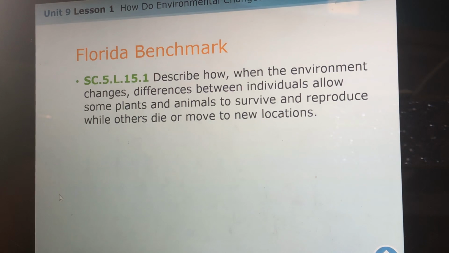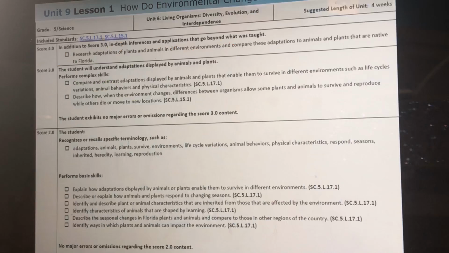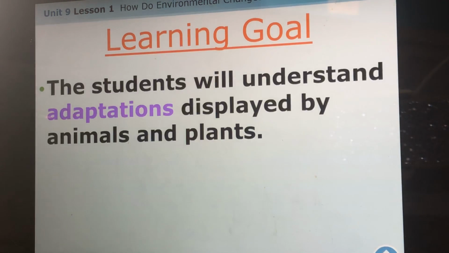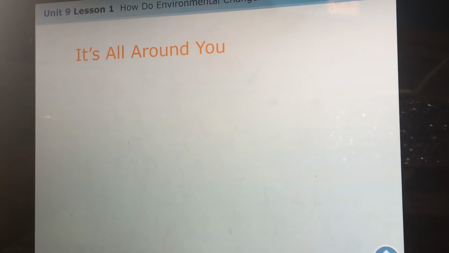Okay, so here's the benchmark we are focusing on, SC5L15-1. Describe how, when the environment changes, differences between individuals allow some plants and animals to survive and reproduce, while others die or move to new locations. And this is our scale. Remember, you do need to be a score of 3 or higher. And our learning goal: the students will understand adaptations displayed by animals and plants.